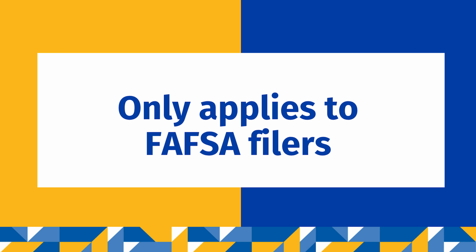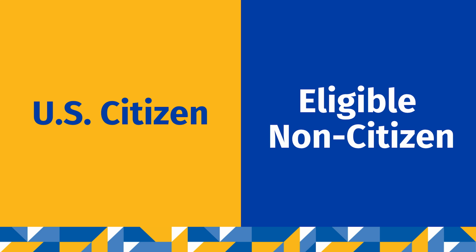Please note that this is only for FAFSA filers. If you submitted a California DREAM Act application, you wouldn't be asked for this type of verification. This type of verification is necessary if your FAFSA gets processed and doesn't exactly match with the Social Security Administration or the United States Citizenship and Immigration Services in the Department of Homeland Security. You would then be asked to submit the following types of documents in order to resolve the issue.